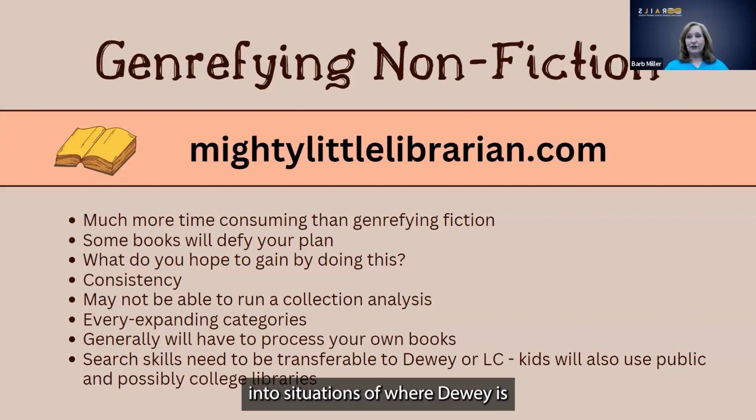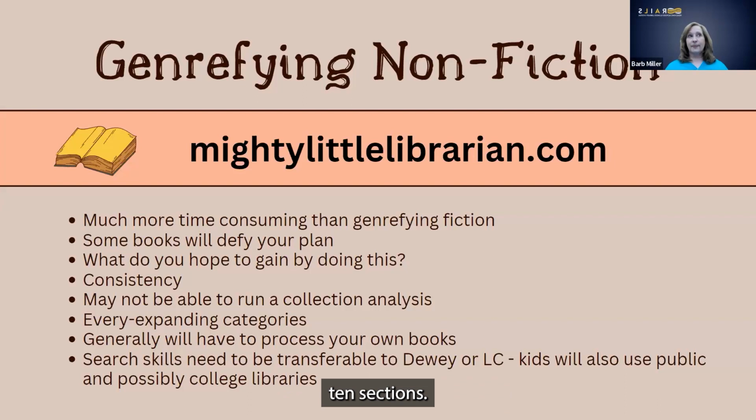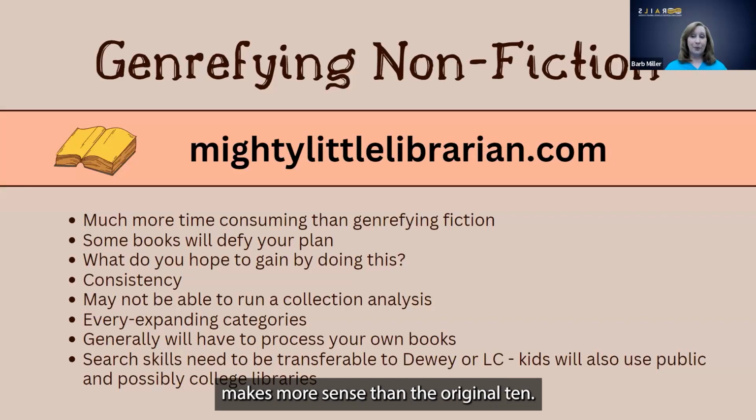If you keep creating new sections to put these books in that don't fit easily, you're going to run into situations where Dewey is 10 sections. I walked into a library one time that had 38 sections. Now, explain to me how that makes more sense than the original 10. You can't just keep adding sections, because it becomes a never-ending thing and you're never going to find anything.